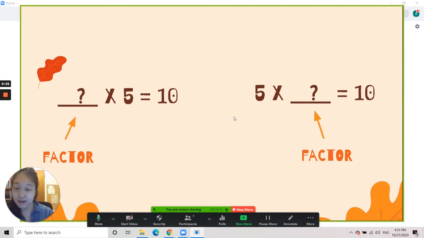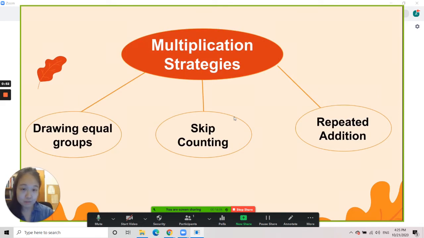Sometimes it might be the first factor or the second factor. Remember, where the factor is represents different things. So if you're missing the first factor, that tells you the number of groups. And if you're missing the second factor, that tells you how many are in each group. We'll be using our multiplication strategies to help us find the missing factor, and that includes drawing equal groups, skip counting, and repeated addition.